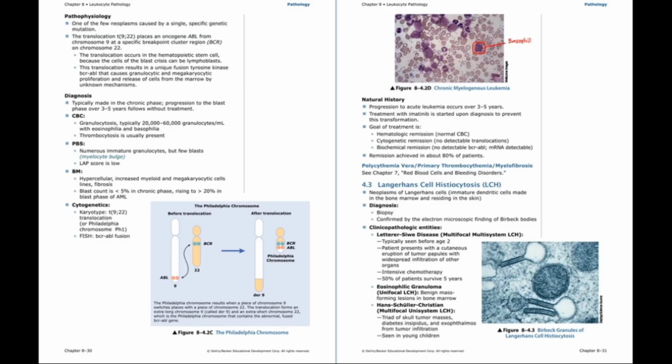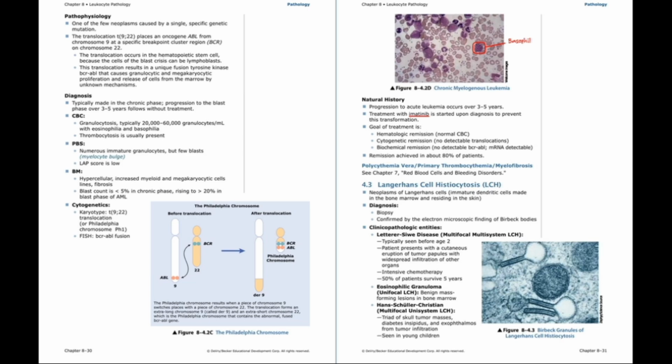So the natural history of untreated CML is progression to acute leukemia, which typically occurs over 3 to 5 years. The development of the drug imatinib has utterly revolutionized the natural history, and it starts right away with diagnosis because it prevents this fatal transformation to acute leukemia.